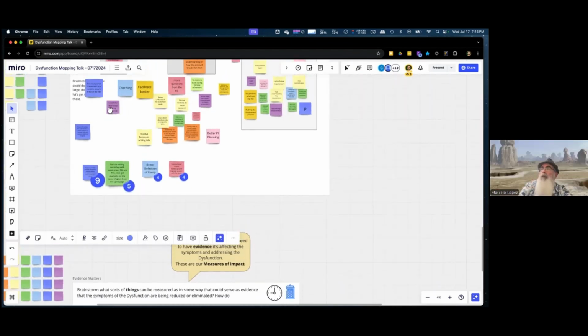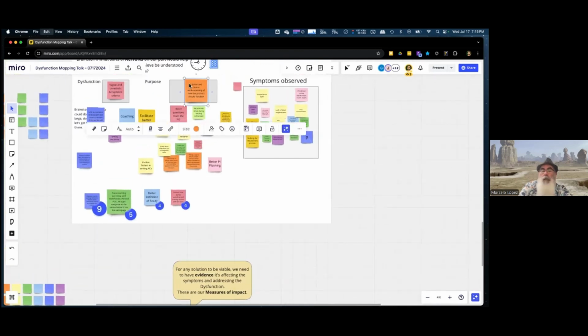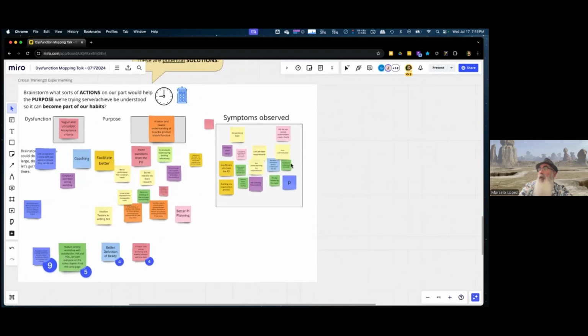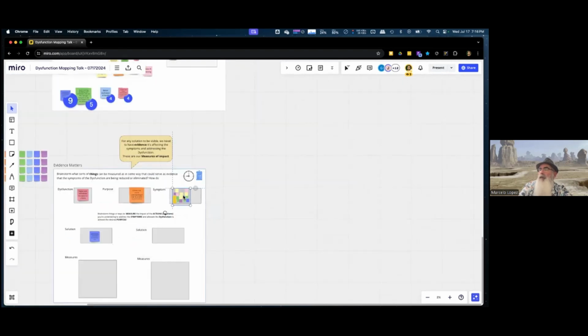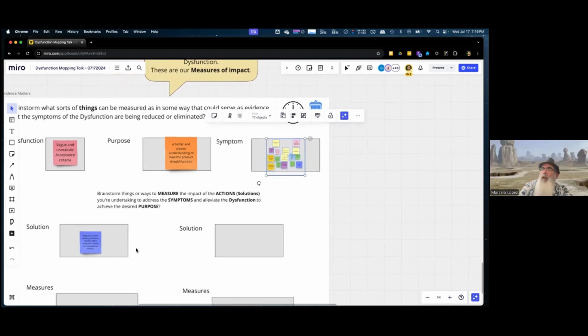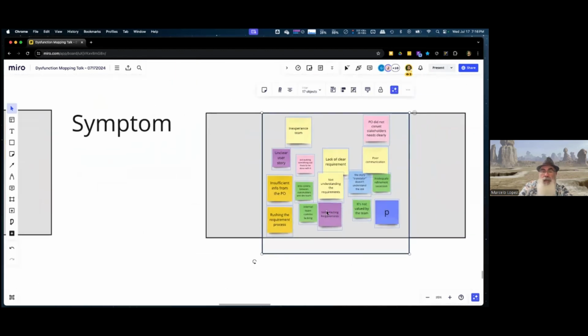I'm going to copy from over here the dysfunction and the purpose. I'm just going to choose at random one of these symptoms. We'll drop them in there, because your hypothesis here is that this solution you have here should affect one of these symptoms. Does that make sense?